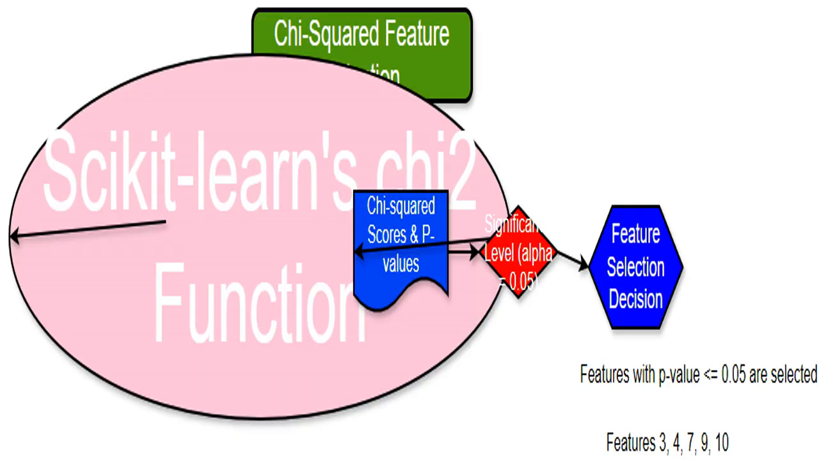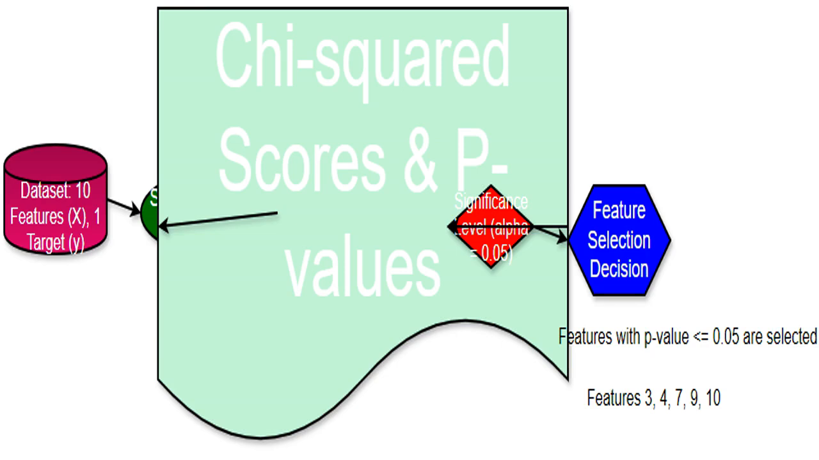I'm using scikit-learn's built-in chi2 function to perform the chi2 test. Scikit-learn is a powerful Python library for machine learning. The chi2 function gives me two important things: chi2 scores, which show the strength of the relationship between each feature and the target, and p-values, which tell me if that relationship is statistically significant. Think of the p-value as a measure of how likely it is that I saw this relationship by chance alone.